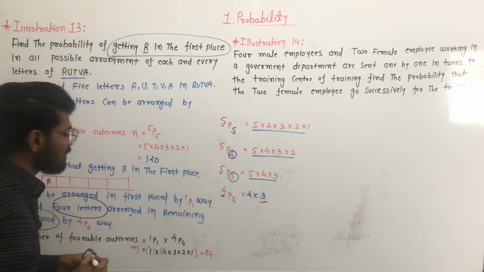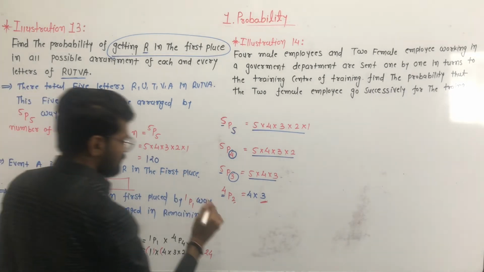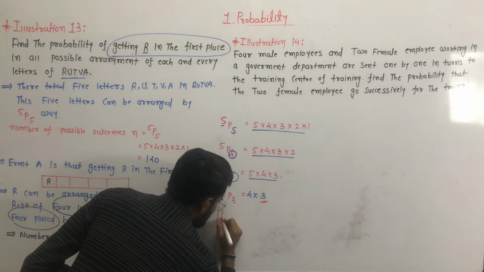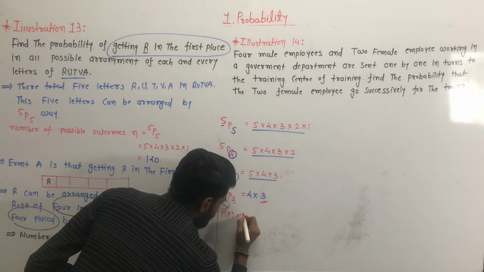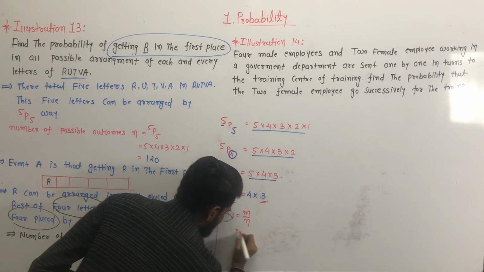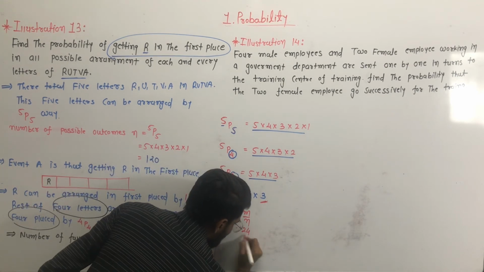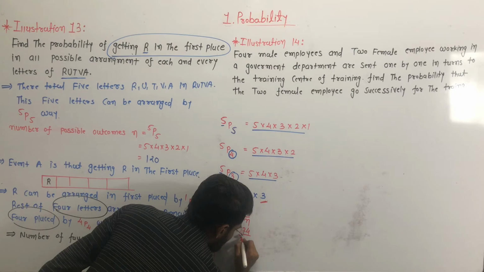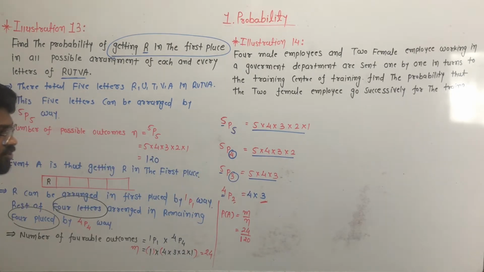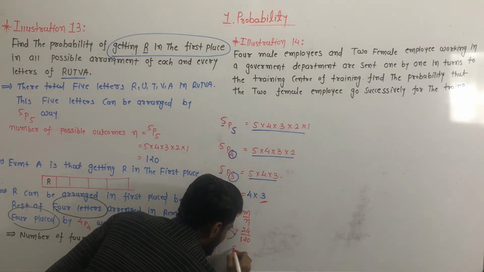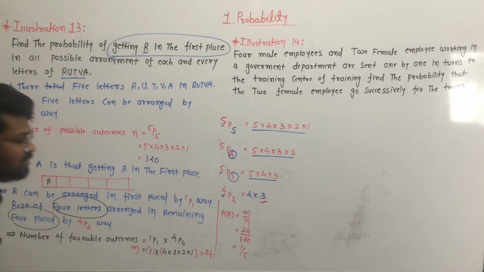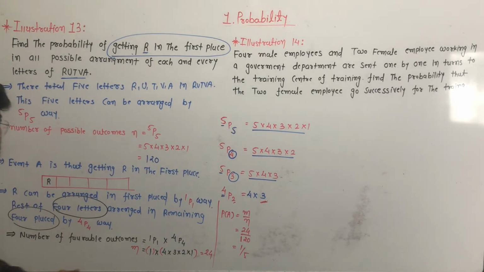So our probability P of event A is equal to m by n. What is m? m is equal to 24 and n is equal to 120. So it will be 1 by 5. Clear? Write it down.